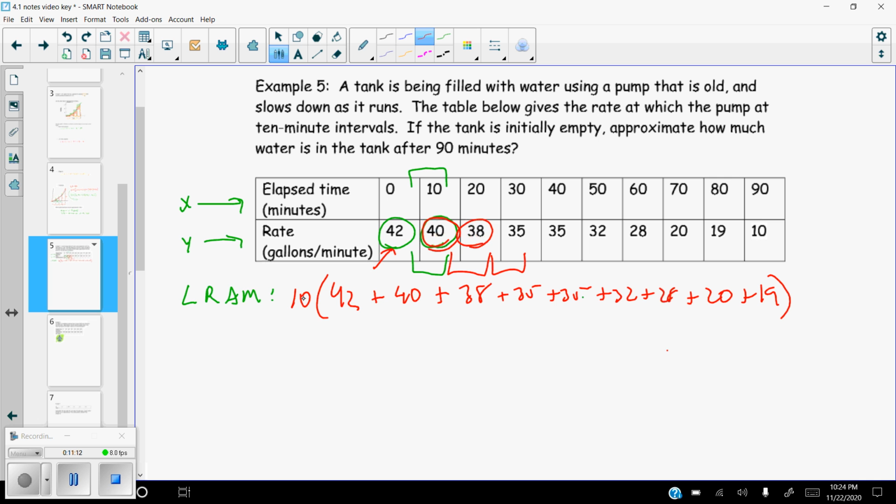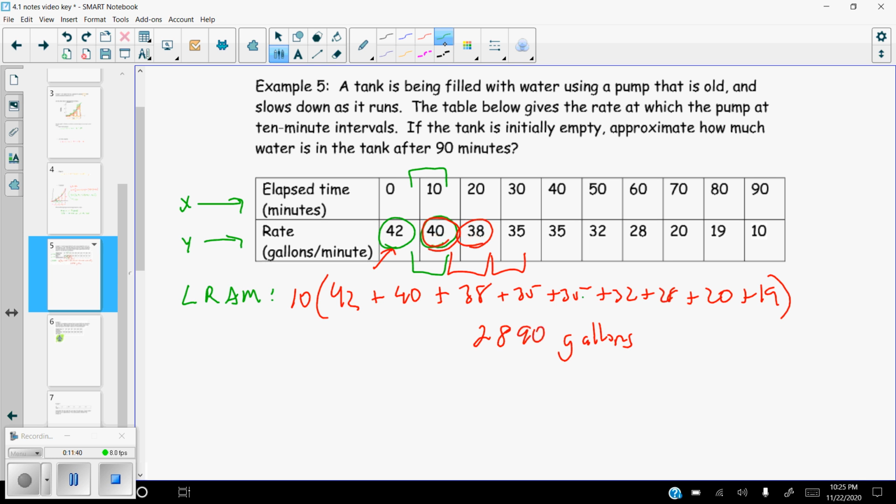Now, this is not something I would expect you to be able to do. Well, you could do it without a calculator, but go ahead and use a calculator to do these approximations. If you add up everything in the parentheses and multiply it by 10, we would get 2,890, and we have accumulated an amount of gallons. So the units here are important.